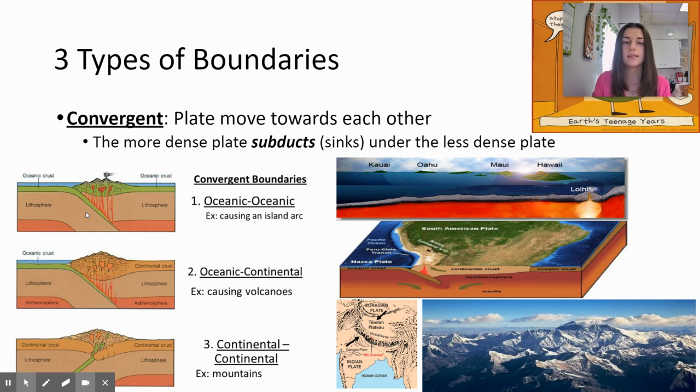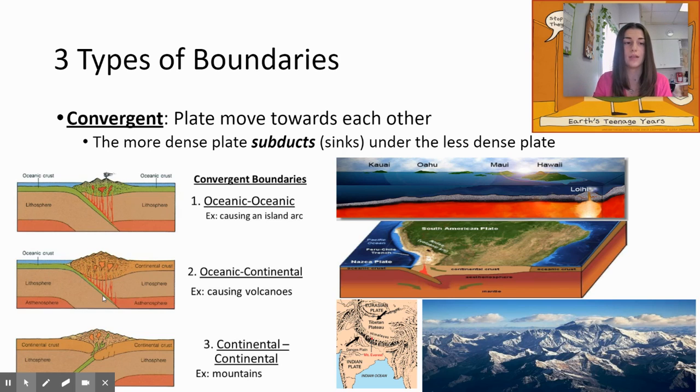All right, so the next example is oceanic and continental. So oceanic crust is more dense than continental crust. So when these two crusts and plates collide, the oceanic crust is going to subduct under the continental crust. And what happens from this is that magma is created from the melting of the oceanic crust. So the magma is created, and then it rises up and creates volcanoes.